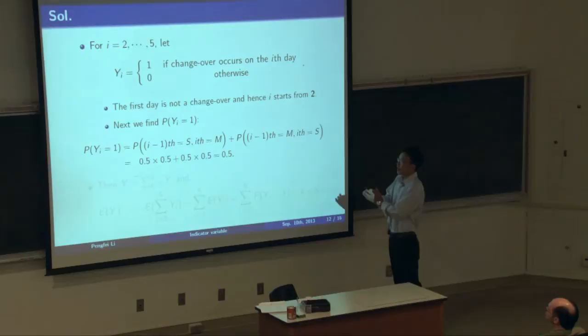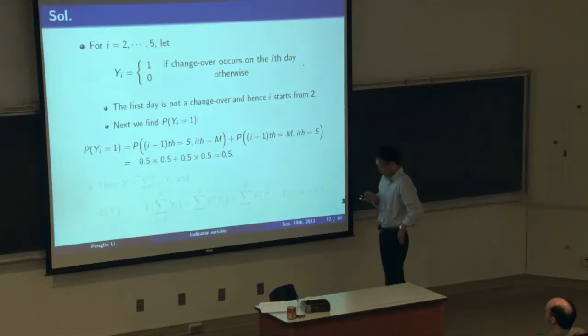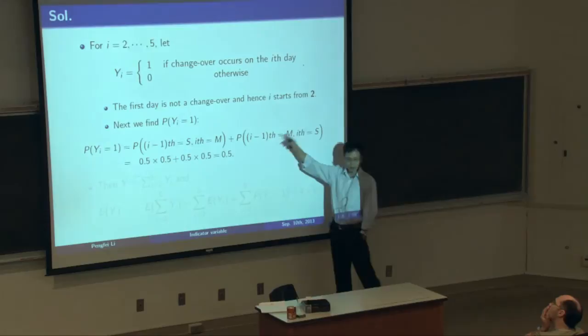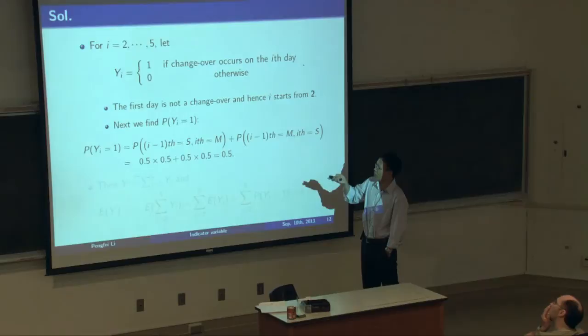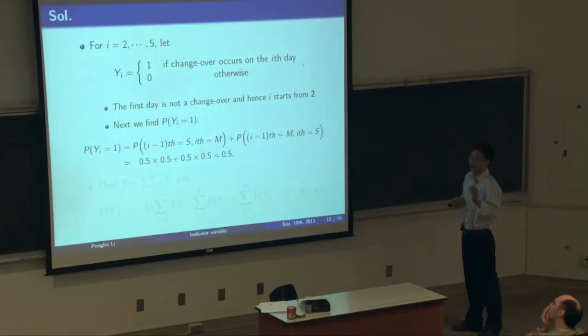Now, before I continue, I find the probability of Yi equal to 1. We have two types of changeover: from S to M, and from M to S. So the probability of Yi equal to 1, or the probability of having a changeover, is just the probability of S to M plus the probability of M to S. For the first, the probability is 0.5 for S and 0.5 for M. For the second, we have 0.5 for M and 0.5 for S. So in total, it's 0.5. So every day, we have a 50% probability of having a changeover.